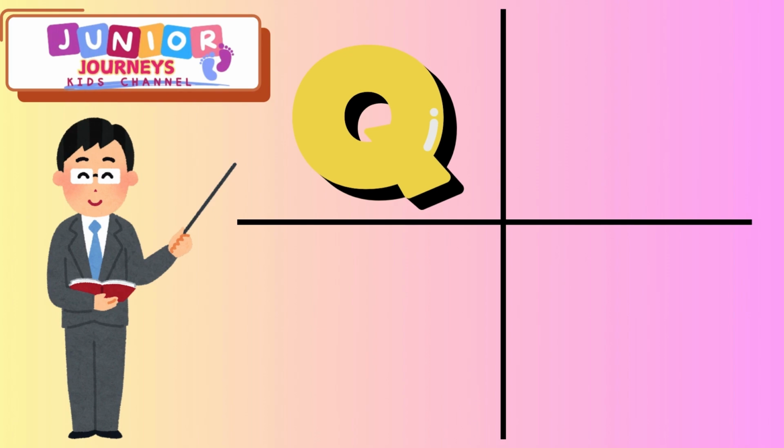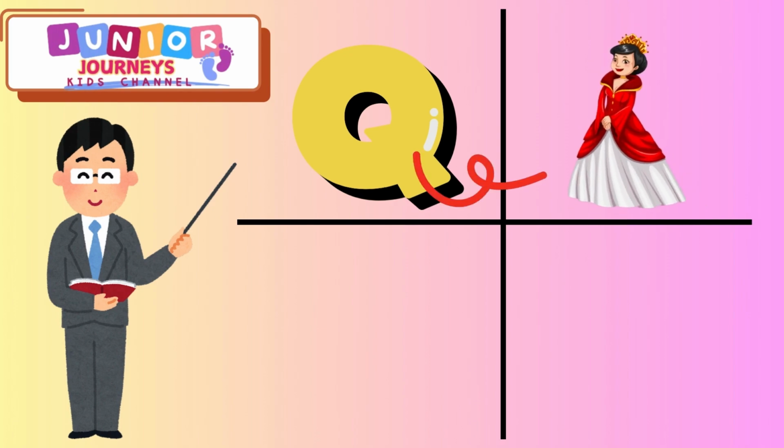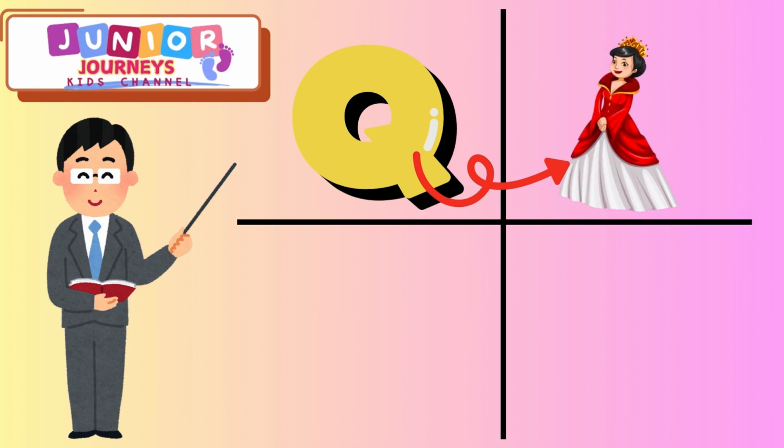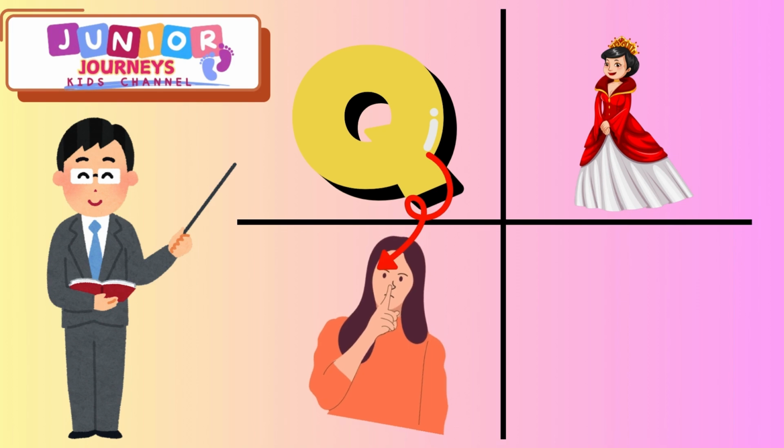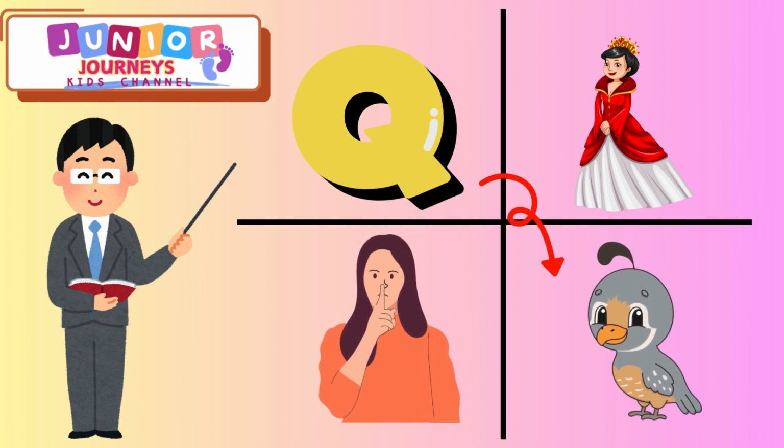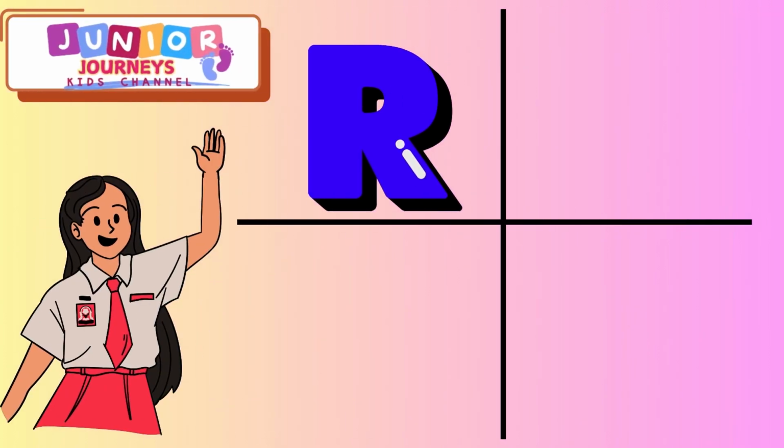Next letter is Q. Q. Q is for queen. Queen. Q is for quack. Quack. Q is for quail. Quail.